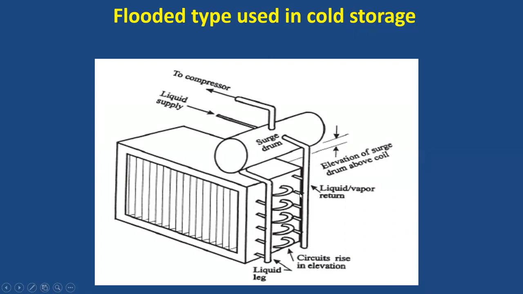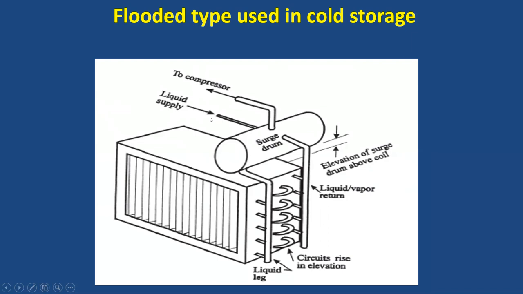This is used in cold storage, but it is also associated with a surge drum. So there are common liquid lines, and through this liquid line the refrigerant flows and returns back. The liquid and vapor are accumulated in the surge drum, or we can say accumulator. So only vapor escapes from the top portion, and it enters into the compressor.